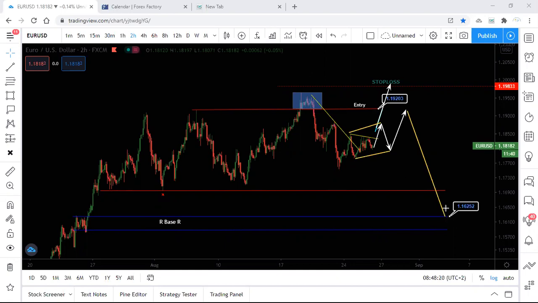Therefore, here that should be a termination. So we won't just buy when we get to this level. We will wait for price to give us some reversal patterns before we anticipate trading it higher again. All right, that's what we are looking at on the euro US dollar.